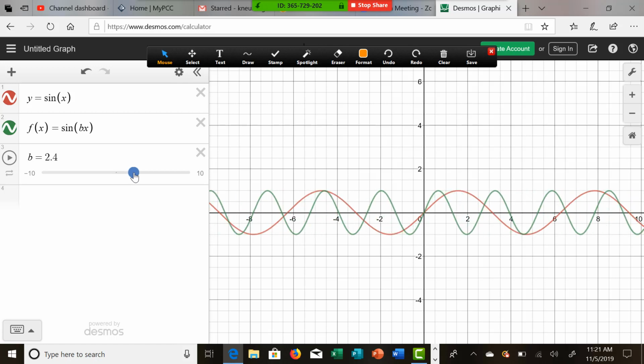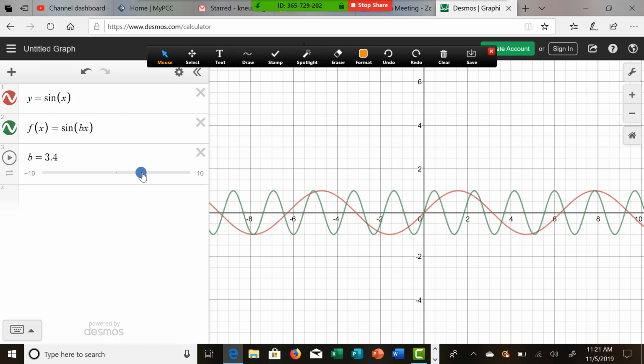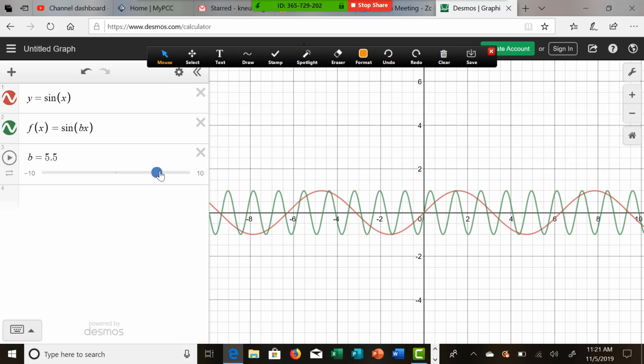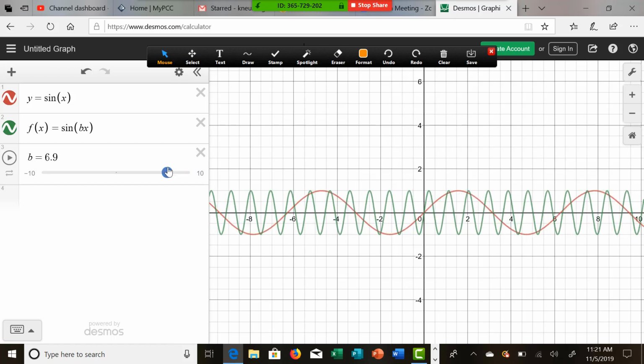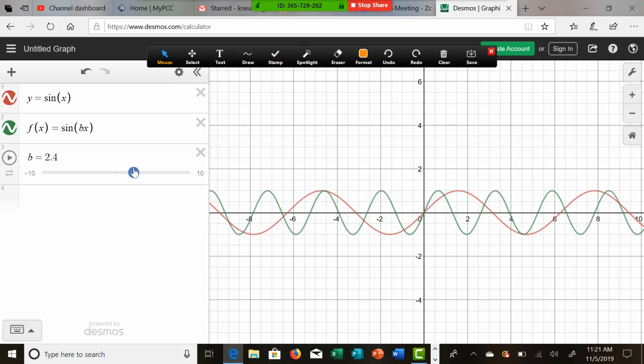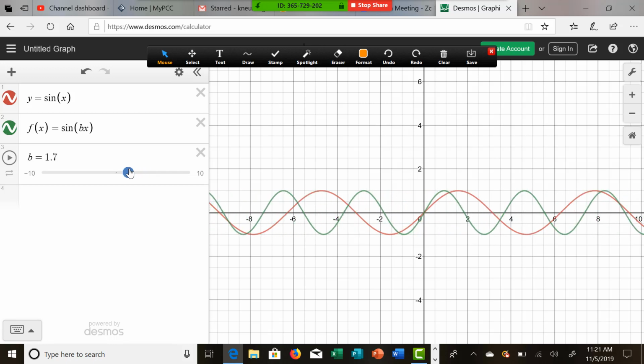Oh my goodness, it's not stretching up at all. It's actually not stretching out either. It looks like it's condensing it. It's like a spring, squishing it in towards the y-axis. Now what happens as we get smaller? Now I'm going to stay positive. We're going to examine on a different function what happens if we go negative. But I'm going to get back to 1.